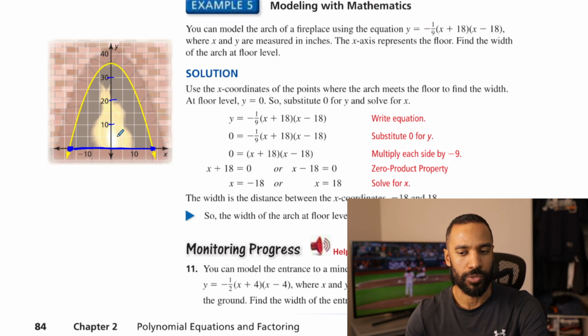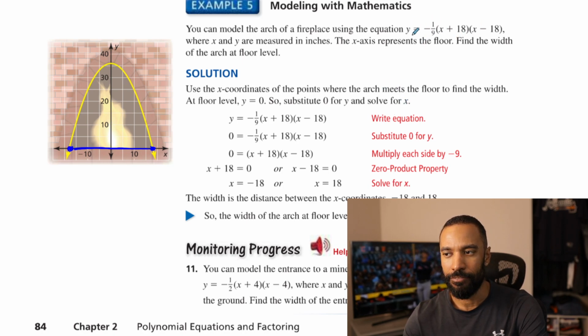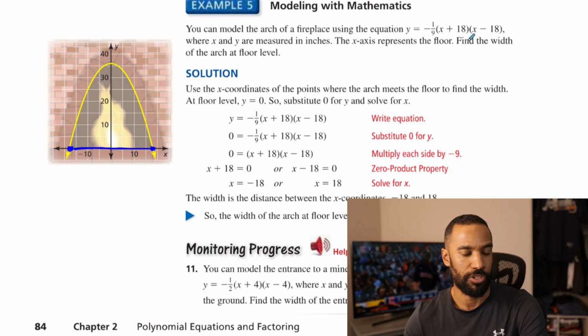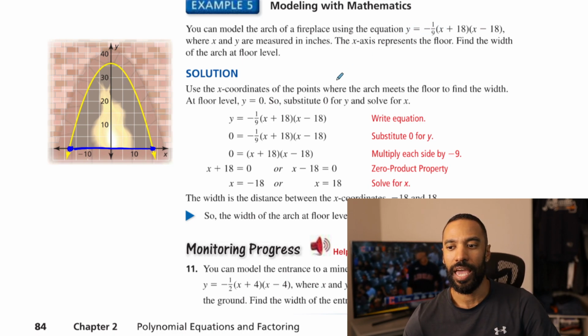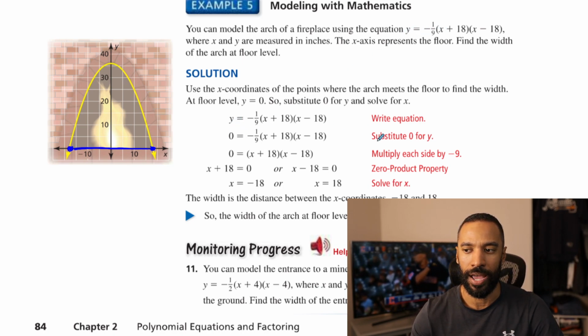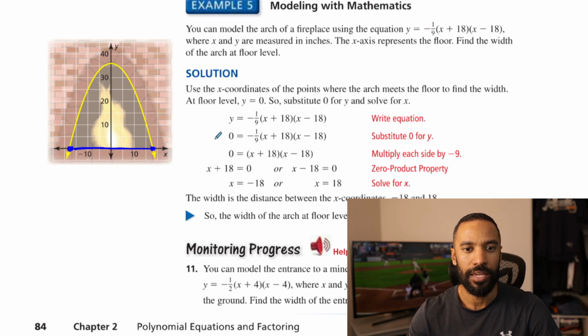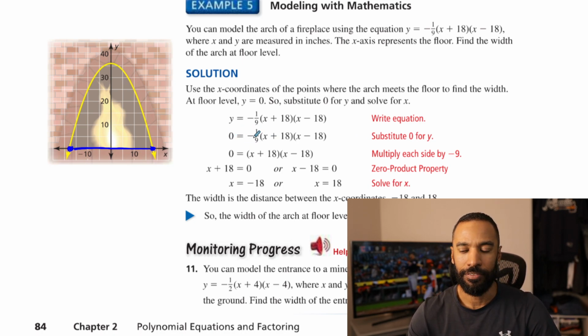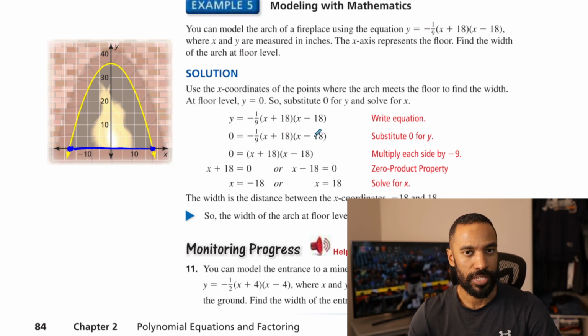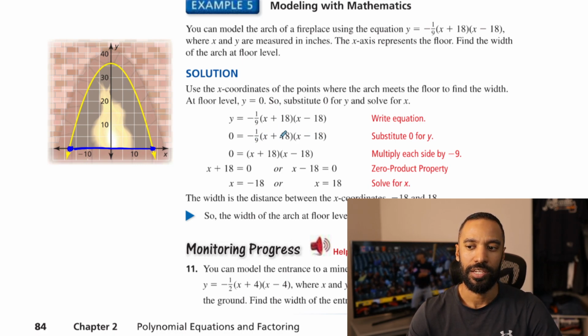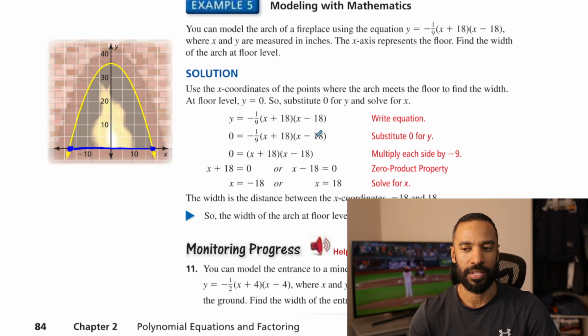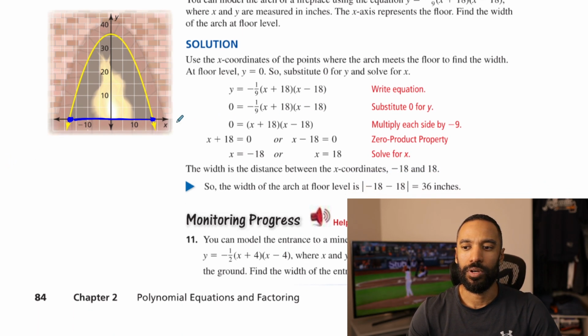Well, this is y equals 0. So they gave us an equation that says the y of your graph is modeled by this. We didn't have to draw the graph, but they're asking, if you substitute 0 for y, let's solve for x in this situation. Now we have an already factored form set here. We have negative 1/9 times x plus 18 times x minus 18. Now, their first step they show is multiply both sides by -9.